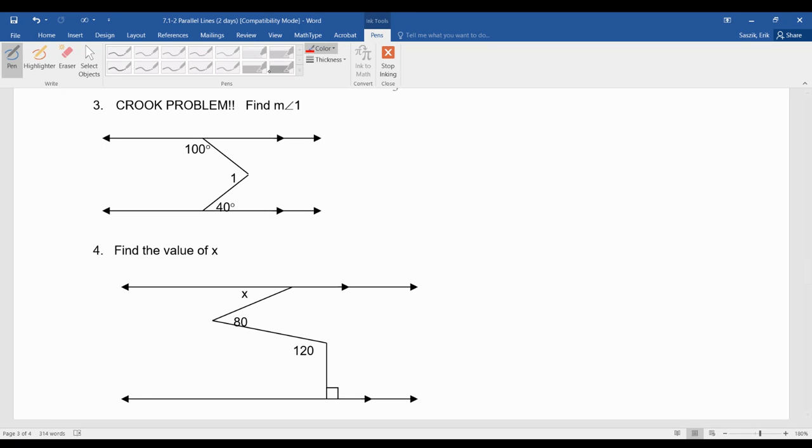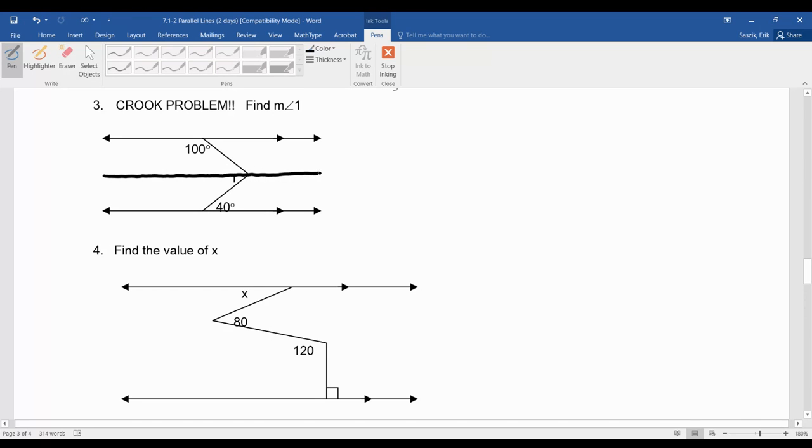Guys, how many lines can you draw? It's called a crook problem because you have this angle in between these two parallel lines. A crook. How many lines can you draw through this vertex here that are parallel to these? And I hope you realize that's just one. There exists just one line that you can draw through that.